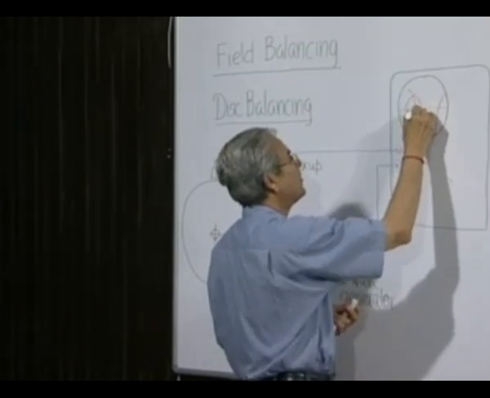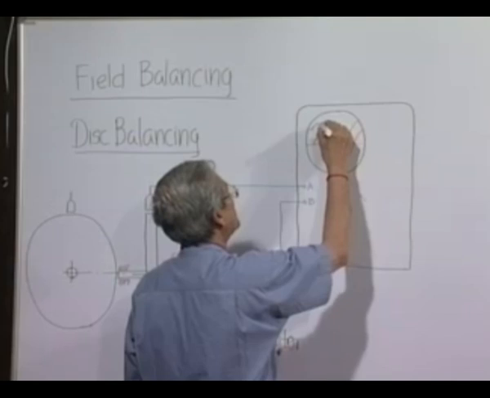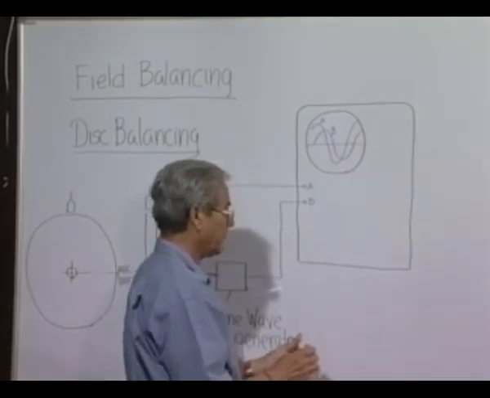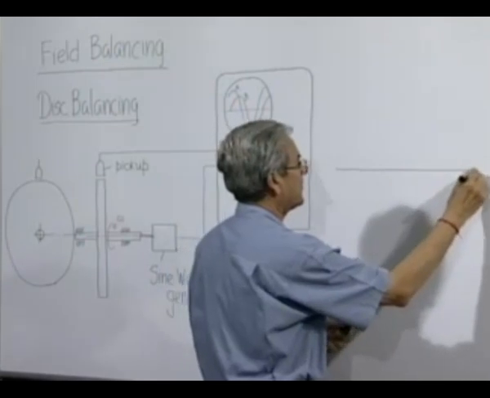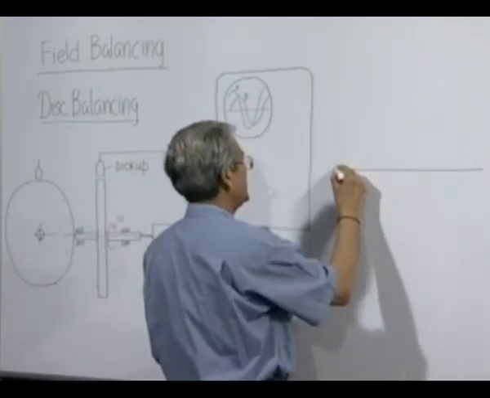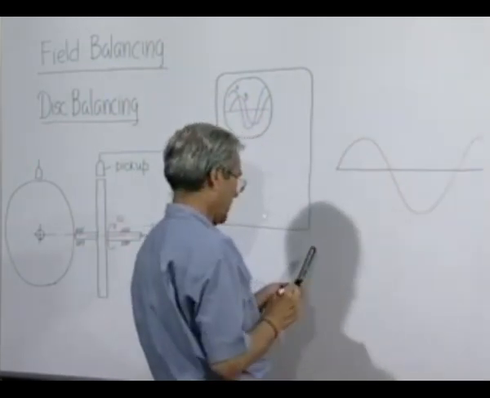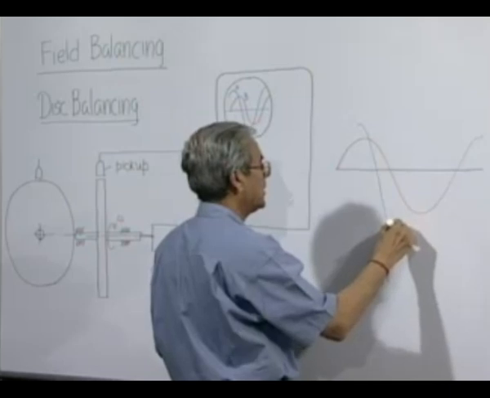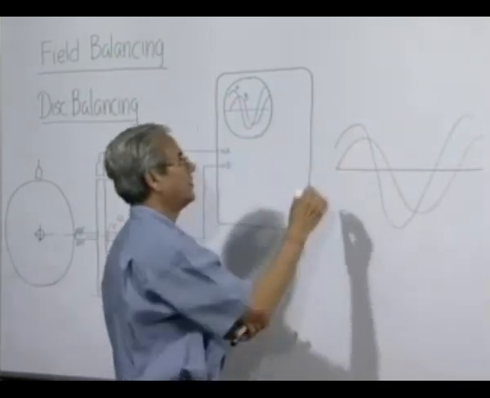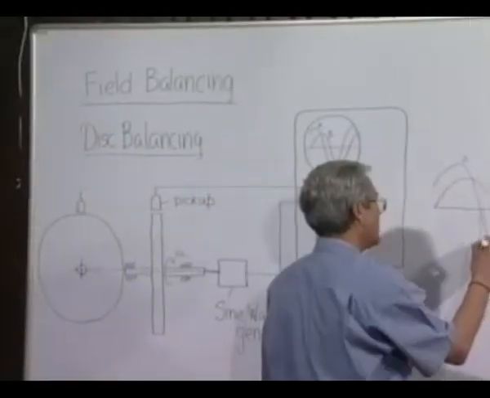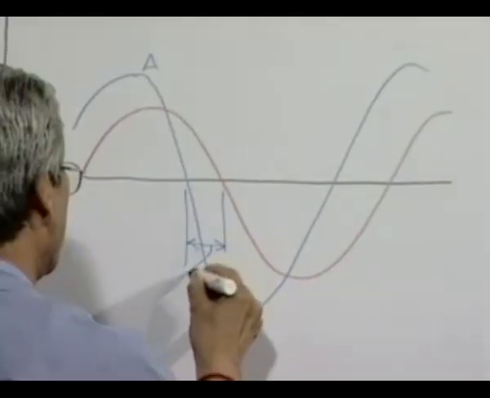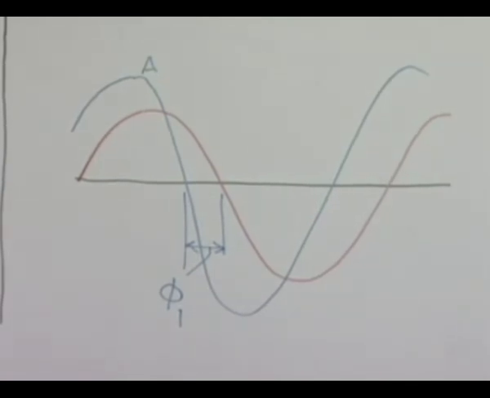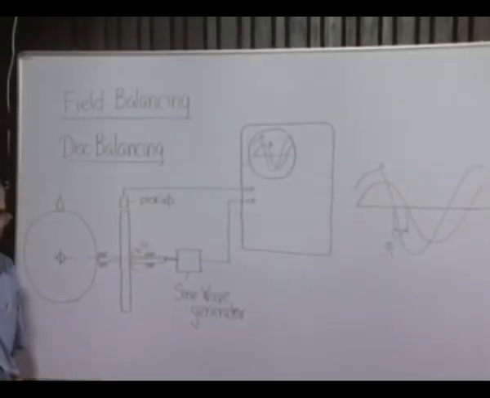So, what will happen? This will be pickup A and this will be pickup B. I will draw it in a slightly bigger way. So, this is the sine wave generator, and the signal which we are getting from the vibration pickup is given by this, and so on. So, therefore, this is nothing but the angle by which the vibration signal of this is leading the sine wave generator.